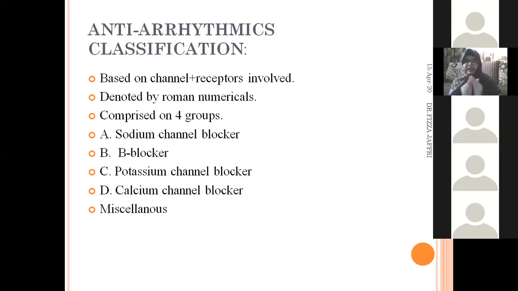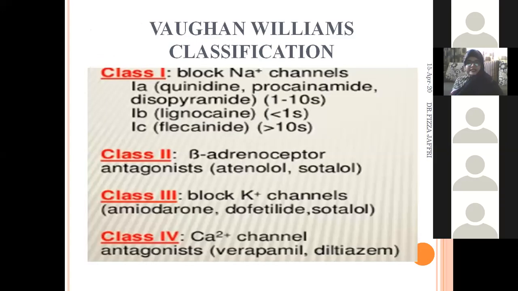Now, the antiarrhythmics have been classified on the basis of channels and receptors, and it is denoted by Roman numerals, comprising 4 groups: sodium channel blockers, beta blockers, potassium channel blockers, and a miscellaneous group. This is the Vaughan Williams classification. Vaughan Williams was a scientist, a professor at Oxford University. He classified the antiarrhythmics into 4 groups back in 1960.